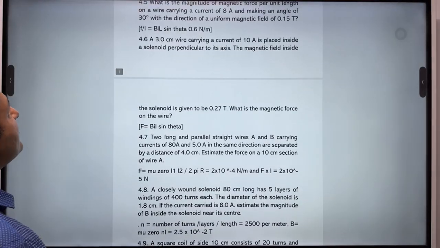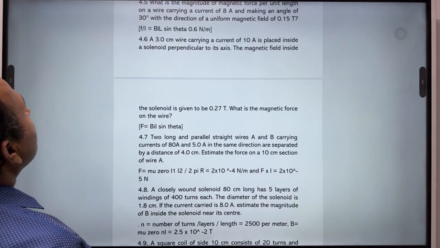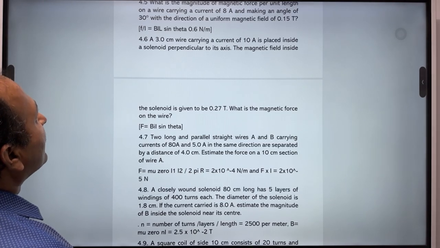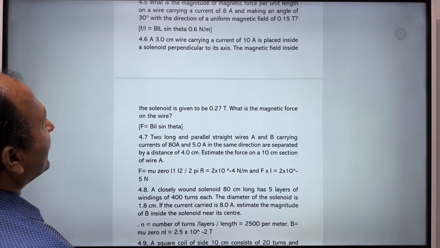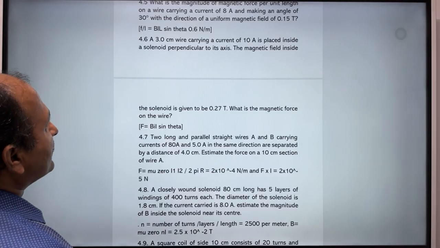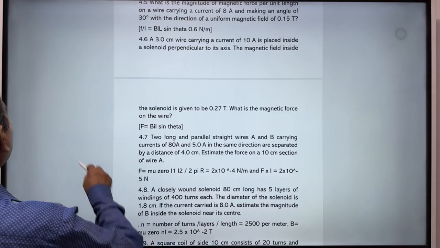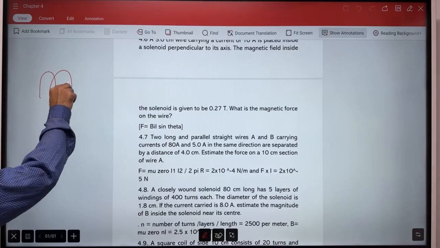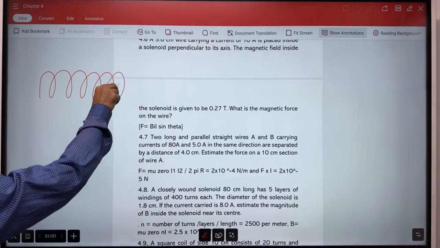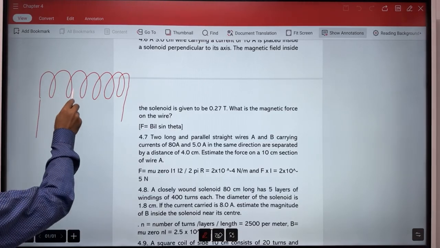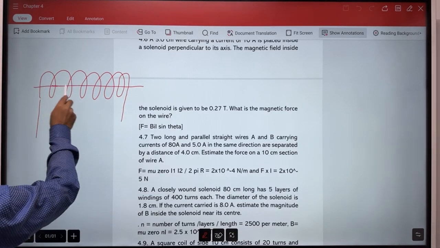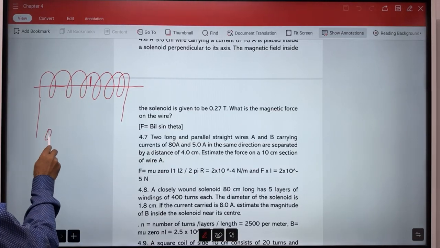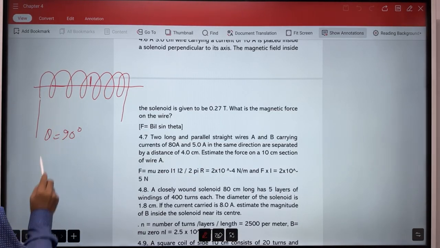Question number 6 says a 3 centimeter wire carrying current of 10 ampere is placed inside a solenoid perpendicular to its axis. The magnetic field inside the solenoid is given. What is the magnetic force on the wire? So the situation is very clear. This is a solenoid, right? The field of the solenoid will be in this direction, and the wire is perpendicular to it. So you can say theta is 90 degree.